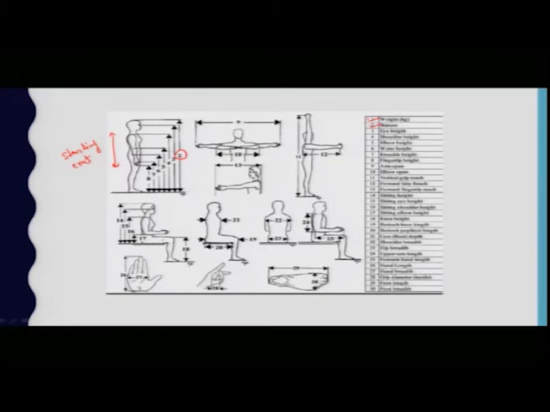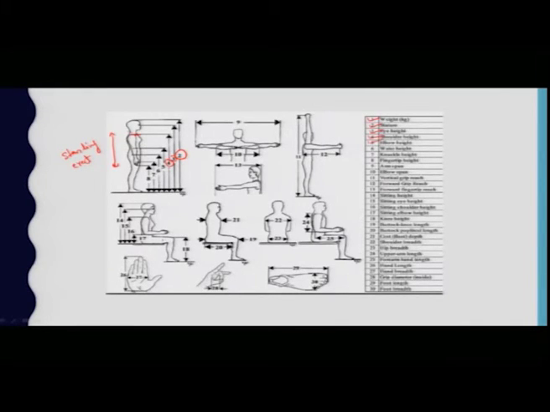So, in that situation, whatever the measurement taking place is known as stature. Third is eye height. Eye height is again the vertical distance between the floor and the inner eye corner. Shoulder height is this number 4. So, shoulder height is the vertical distance between the floor and the outer upper point. Basically, this is the outer upper point of the shoulder blade.